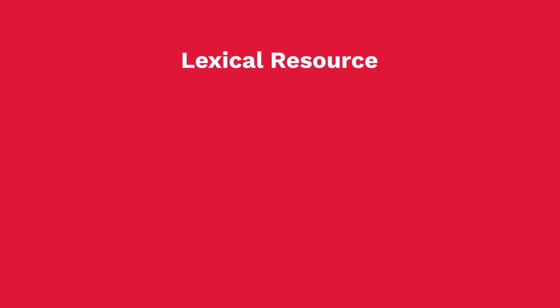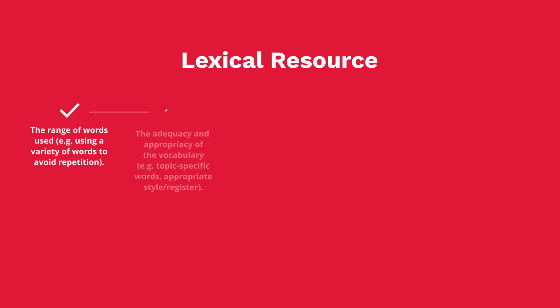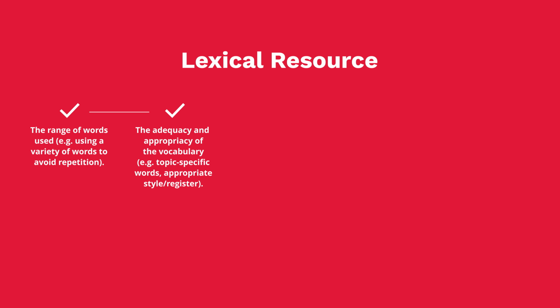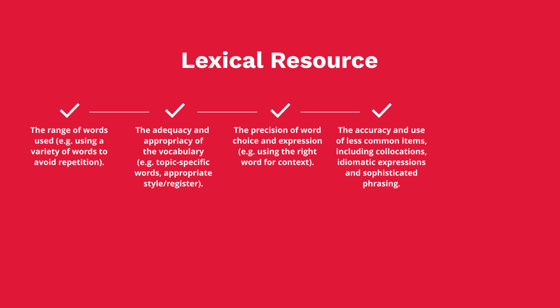In this video, we've seen that for lexical resource, the following areas are all important. The range of words used. Have you used a variety of words to avoid repetition? The adequacy and appropriacy of the vocabulary. For example, topic-specific words, or words in an appropriate style. The precision of word choice and expression. Have you used the right word for the context? The accuracy and use of less common items, including collocations, idiomatic expressions, and sophisticated phrasing.